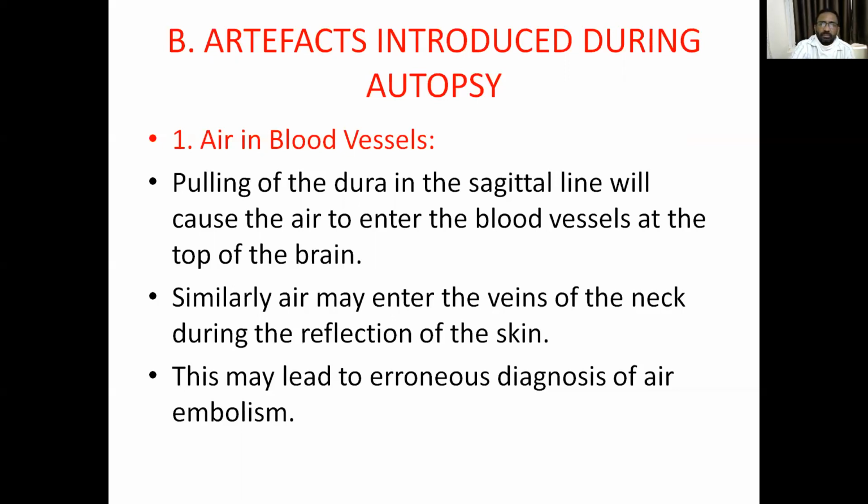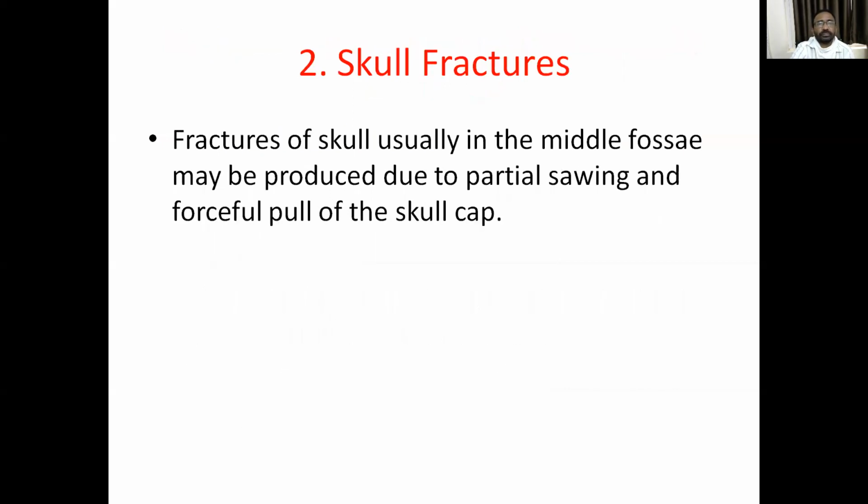Air in blood vessels. Number one is air in blood vessels. Pulling of the dura while opening the head along the sagittal line will cause air to enter the blood vessels at the top of the brain. This may simulate an air embolism. Similarly, air may enter the veins of the neck, and if you detect air, you may mistake it for air embolism.